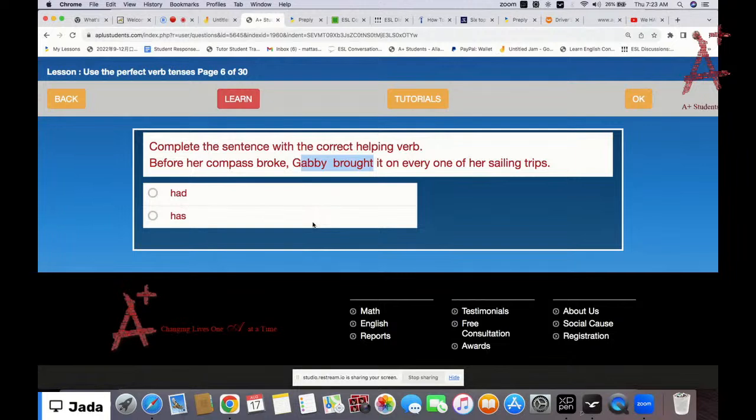Did you all send your answers already? Okay, we have hard again. So your answer for this one is hard again. Before her compass broke, Gabby had ready on. Okay, let's see if hard is correct.